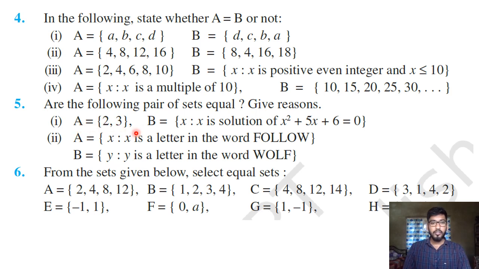A equal 2, 3, B equal x such that x is a solution of x square plus 5x plus 6 equal 0. So x is the solution of this quadratic equation, and if you solve this equation then you get the values of x. The values of x are -2 and -3. So when you solve this, -2 will come and -3 will come. Here we have 2 and 3, and when you solve this equation, you will get the elements of this set as -2 and -3. So the two are not equal. Next, this we have already discussed.